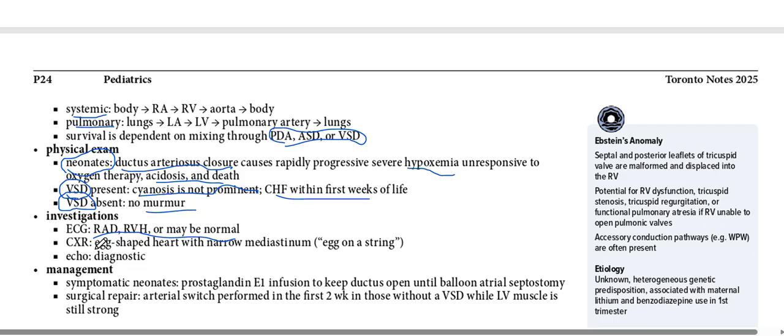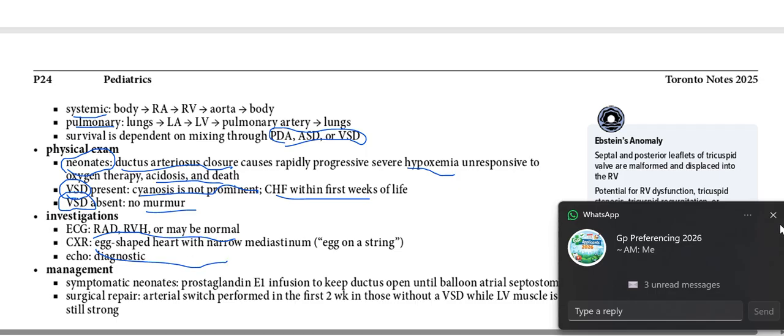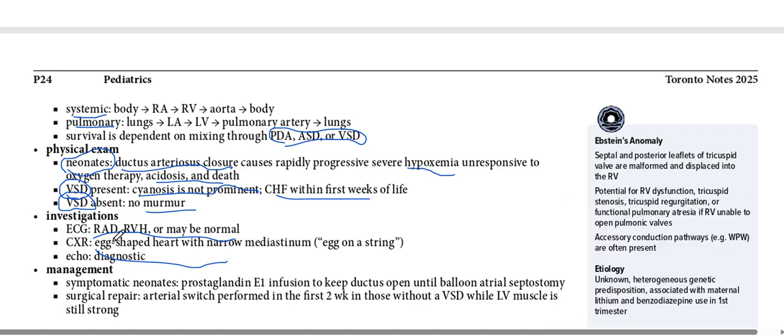Investigations: egg-shaped heart with narrow mediastinum. A very important thing to remember here is egg-shaped heart with narrow mediastinum, that is, egg on a string. I try to make a visual picture for you guys: an oval egg heart on a string, with a narrow mediastinum, just like a string.